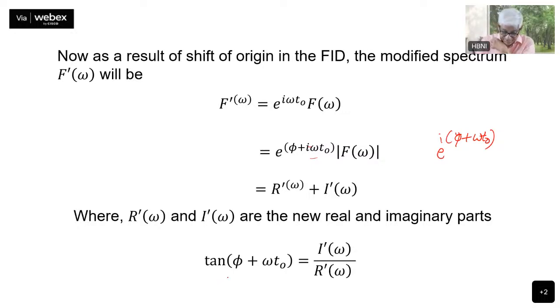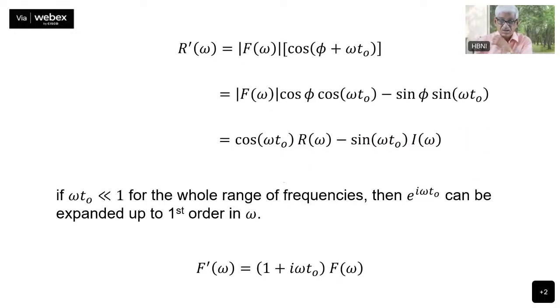Now here I represented the time phase as φ equal to φ plus ωt0. So that is the same thing as what is written there. And this is I'(ω) by R'(ω). Now R'(ω) is |F(ω)| cosine of (φ plus ωt0). That is the real part. And where does this come from? This comes from the expansion of e^(i(ωt0 + φ)). You expand this, you get cos φ cos ωt0 minus sin φ sin ωt0.